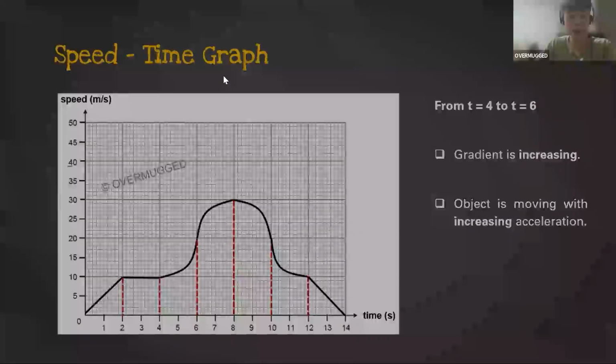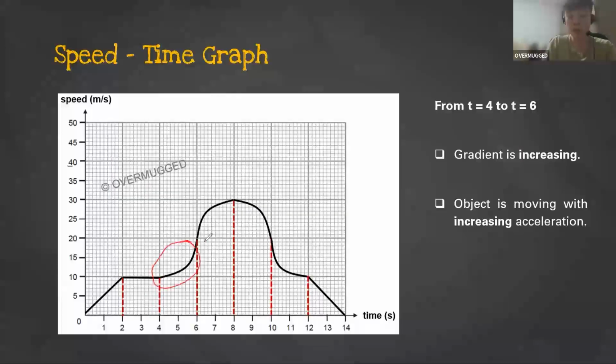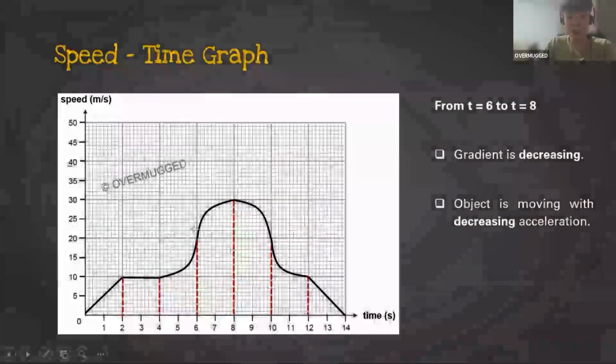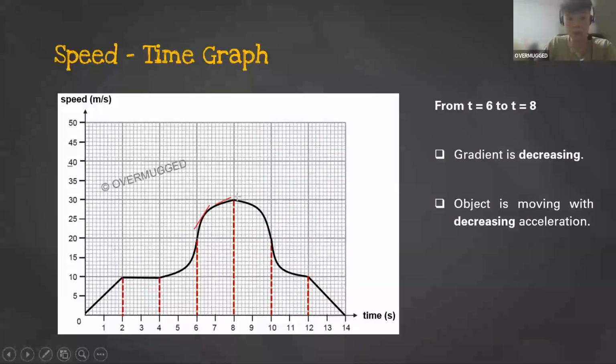Next, T4 to T6. You can see that the gradient is increasing. It's getting steeper and steeper. Therefore, my acceleration is increasing. And then over here, my acceleration is decreasing, because my gradient is decreasing, my slope steepness is getting more gentle. Therefore, object is moving with decreasing acceleration.